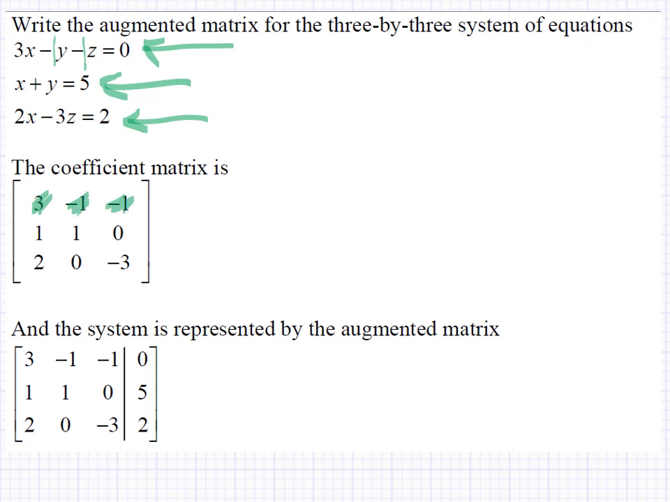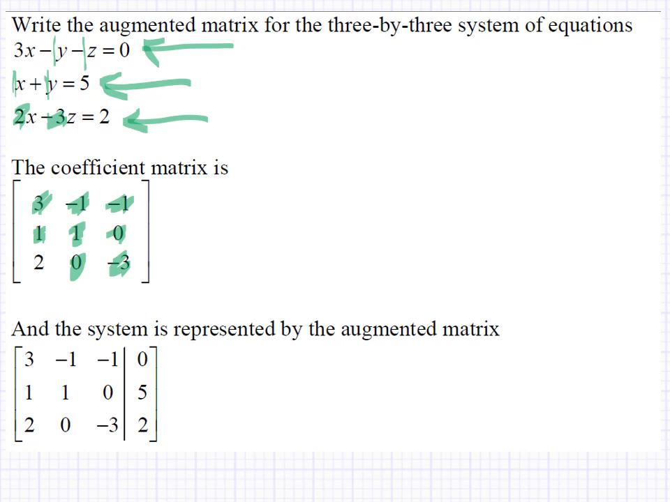In the second equation, we have a 1 for the x, a 1 for the y, but since there is no z, there is a 0 there. So we have 1, 1, 0. And finally, we have 2 for the x, there is no y, so 0 for the y, and then -3 for the z, and that would be our coefficient matrix.